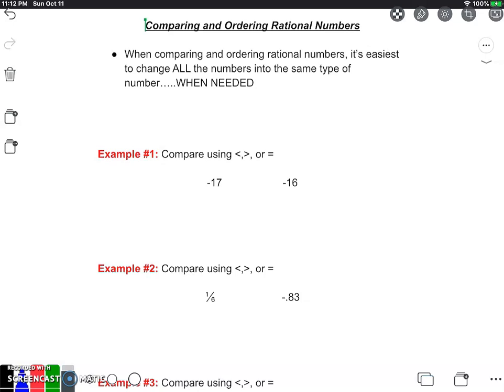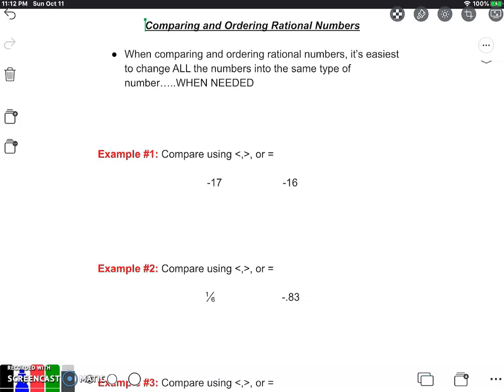My job is to make it as easy for you as possible, and for you to recognize when you may need to and when you may not need to use a number line. So work smarter and not harder. Let's look at example number one. Example number one says compare using greater than, less than, or equal to. So this one may be easier.